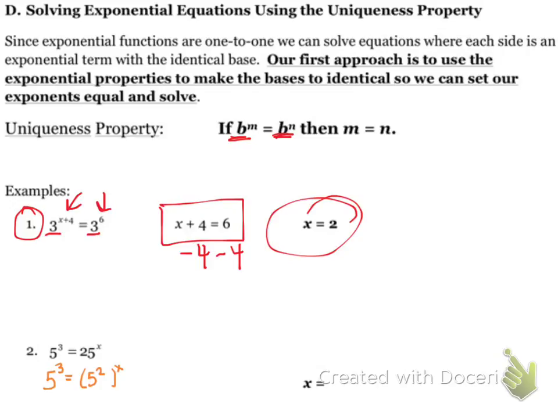That doesn't go away. So the next step then is to apply the power-to-power property, which would make this 5 to the third equal to 5 to the 2 times x. And now that those bases are exactly the same, we can say that 3 equals 2x, and when you go to solve for x, you divide by 2, so x equals 3 divided by 2.